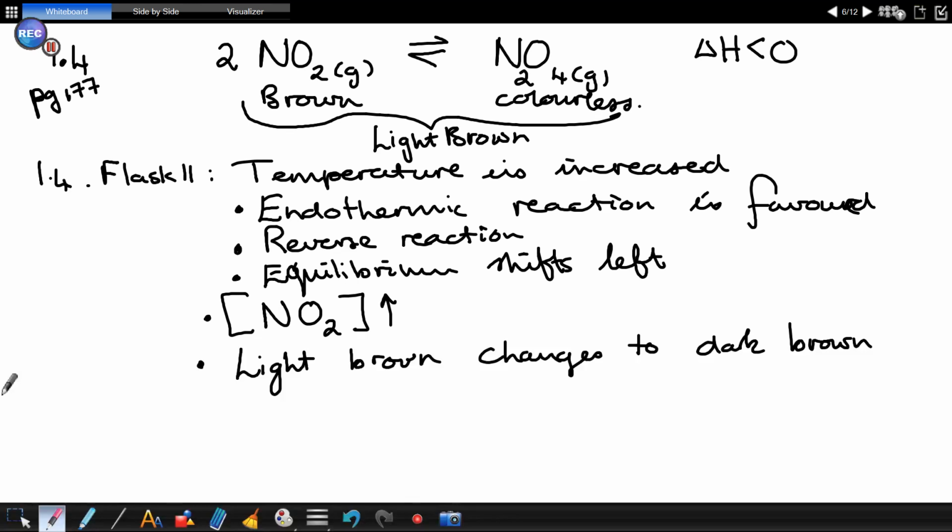Alright, so flask 3, you cool it down. Which reaction is favored? The exothermic one, which is the forward reaction. So the equilibrium will shift to the right. The concentration of the nitrogen dioxide will decrease, and the light brown color will turn a lighter brown. Do I have to write that down? No, it's basically the opposite. So you're okay with that? Yes.